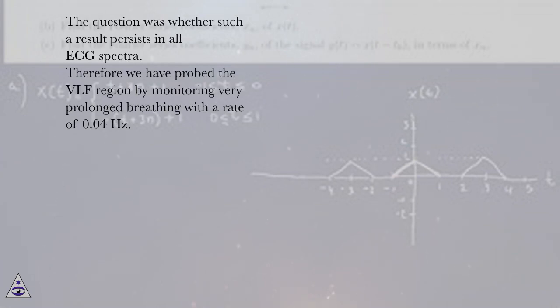The second experiment. In this experiment, linked again with the name ORI, we have checked the ECG spectrum near the VLF region, as the VLF was absent in the ECG spectrum for the resting state in the first experiment. The question was whether such a result persists in all ECG spectra. Therefore we have probed the VLF region by monitoring very prolonged breathing with a rate of 0.04 Hz.